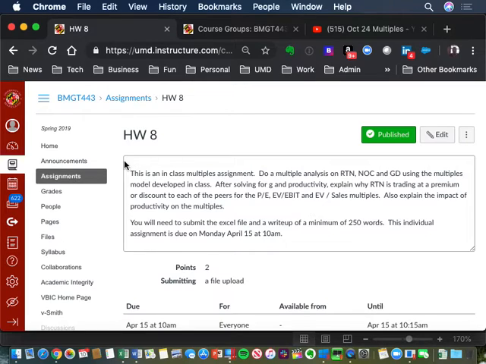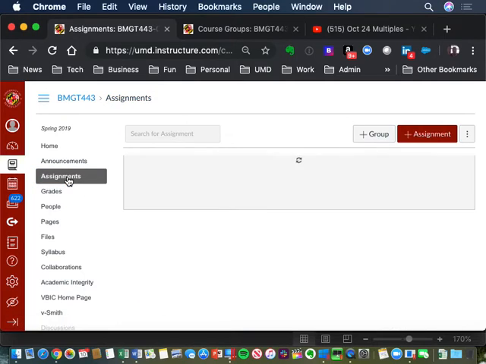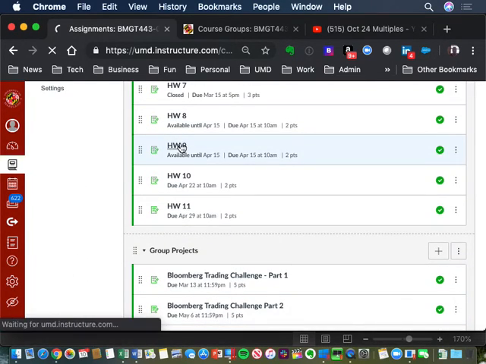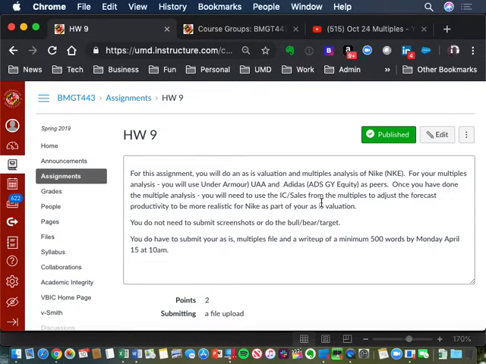Here's homework 9. Homework 9 is a little bit harder, though similar. Homework 9 is on Nike. There are 2 parts to homework 9. Part 1 is you're going to do an as-is valuation of Nike today. You're not going to do a bull, a bear, and a target. You're only going to do the as-is.